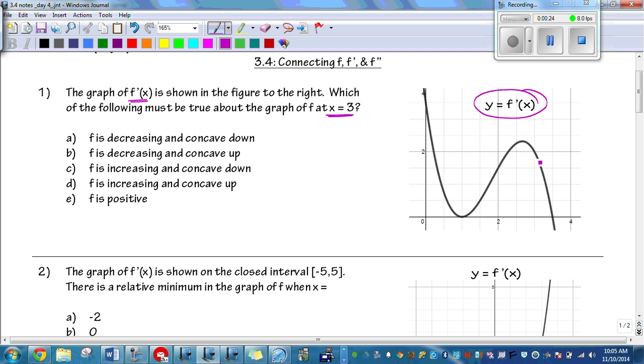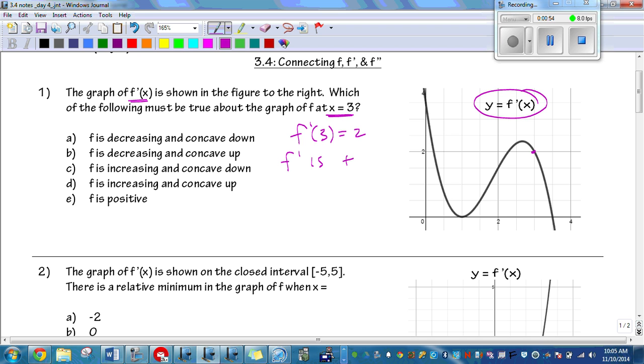Alright, so at x equals 3, looks like our y value is 2. So let's look at what we're talking about here. Our derivative of f of 3 is 2. Right? The derivative of f of 3 is 2. That means the derivative is positive. So what does that tell us? If the derivative is positive, what do we know about the original function?